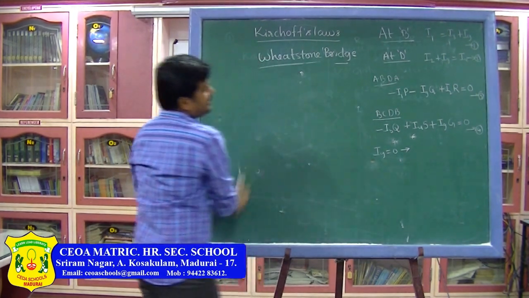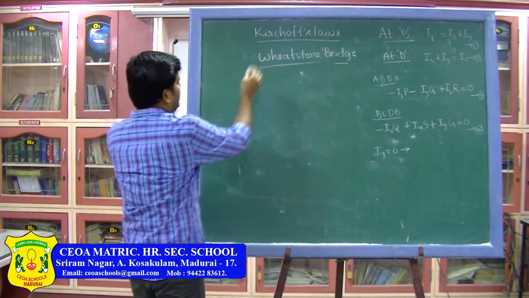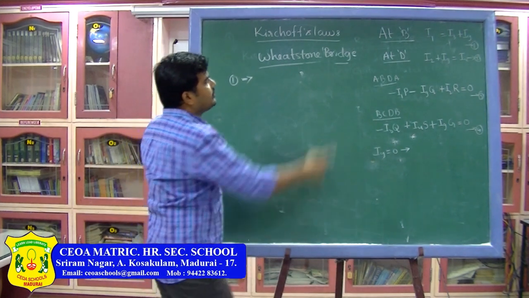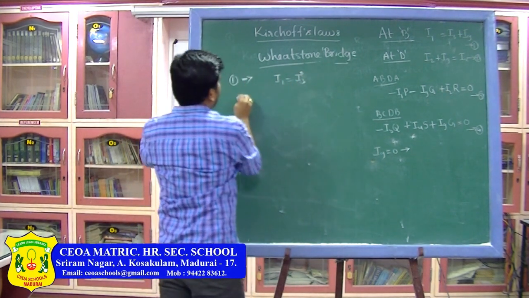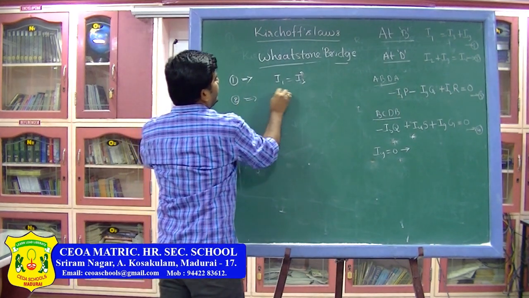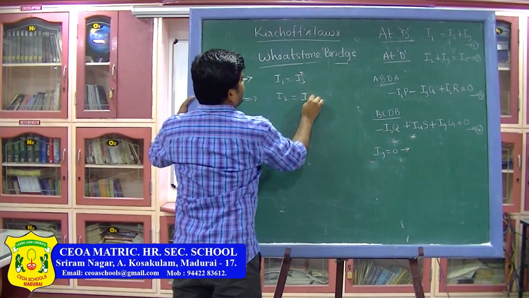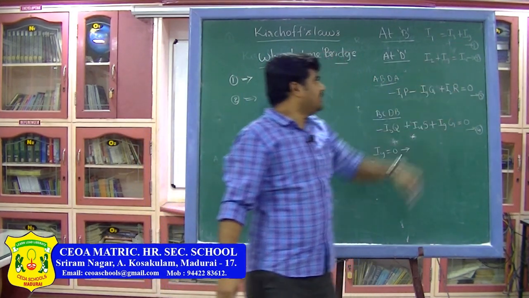Now, using that condition Ig equal to 0 in each equation, from equation 1 you can use Ig equal to 0, where you will get I1 is equal to I3. From equation 2 you will get I2 is equal to I4, because Ig equal to 0, substituting in each equation.